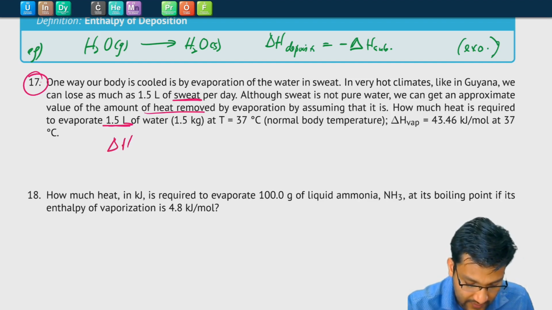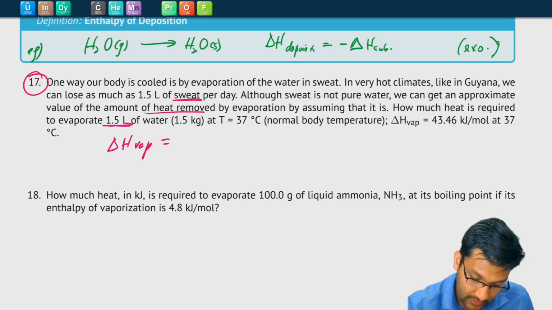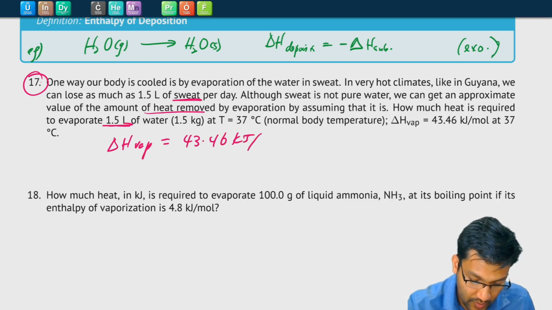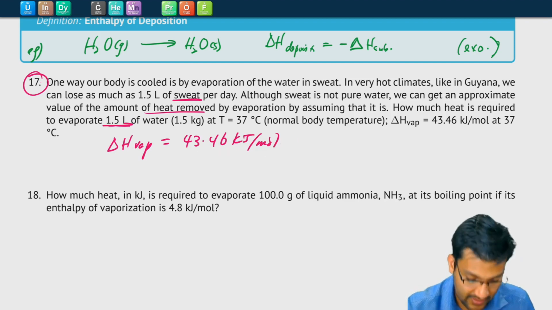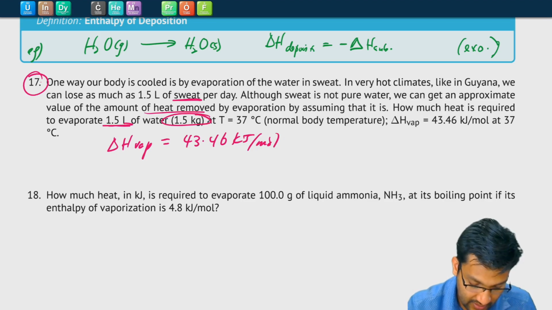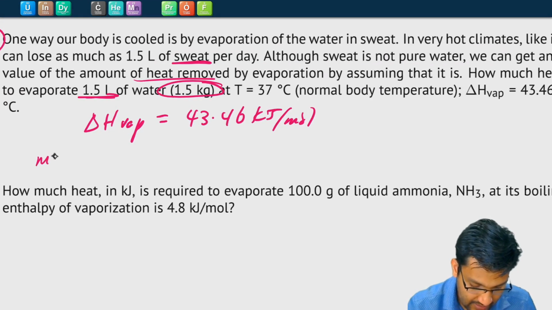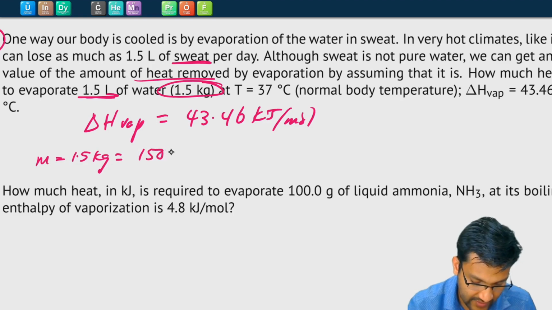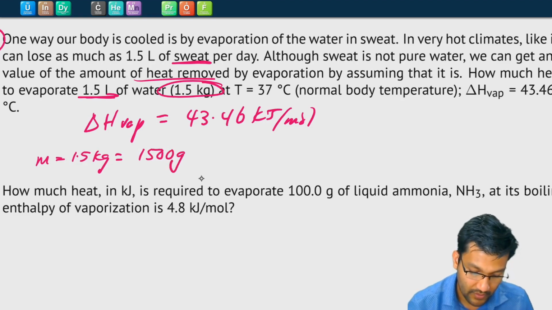Now we know the heat of vaporization of water. Does it give it? Yeah, they give it to us. It's 43.46 kilojoules per mole. So if we want to figure out the heat, we just need to figure out how many moles of water that is. They gave us the liters and also the kilograms. So the mass is 1.5 kilograms, or in grams, that's 1,500 grams. If we can figure out the moles, then we can figure out the heat, right?